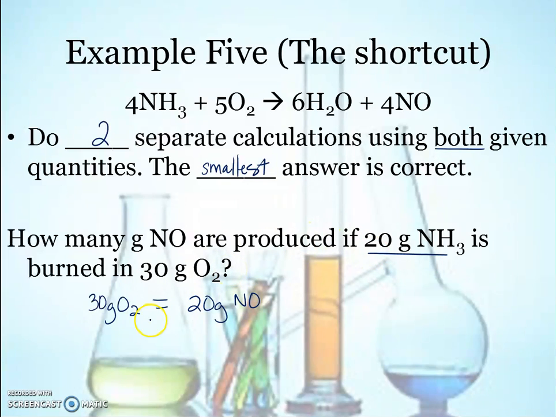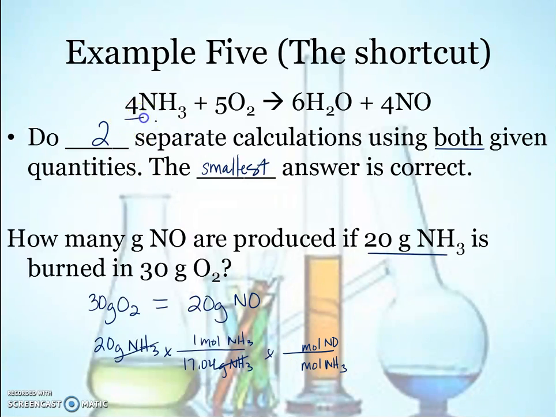Okay, we've done that before, so I'm not going to go through it again. But we don't know with 20 grams of NH3 what we would get. So 20 grams of NH3, and you do the whole stoichiometry, just like we did with this one before. So we put 17.04 grams of NH3 on bottom, 1 mole of NH3 on top, and then we do our mole ratio of moles of NH3 to moles of NO. It's a 4 to 4 ratio, so we put a 4 and a 4. NH3s go away, and then we've got 1 mole of NO is equal to 30.01 grams of NO.